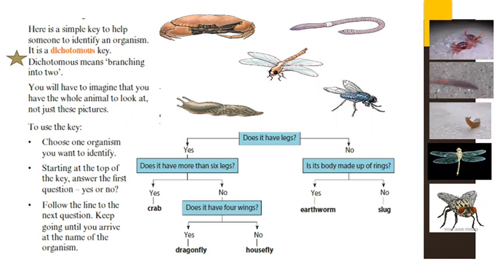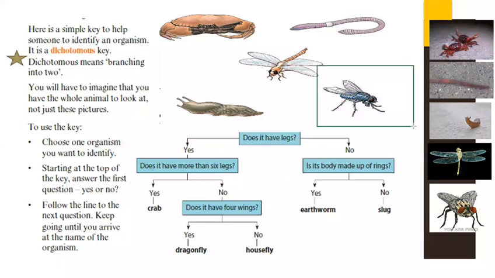You don't know the name, right? So, I'm choosing one animal here, and that will lead me to housefly. I'm choosing this animal right here on the top. Here. I don't know its name. I have chosen this animal to identify its name. So I will go to the very first question here. Does it have legs?